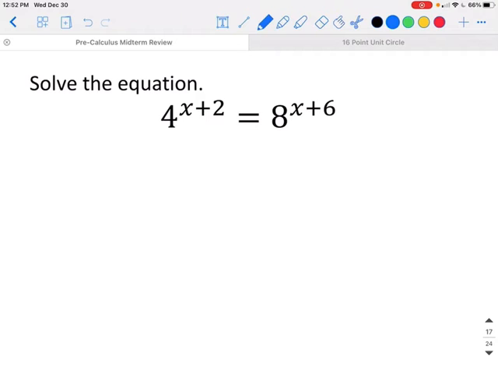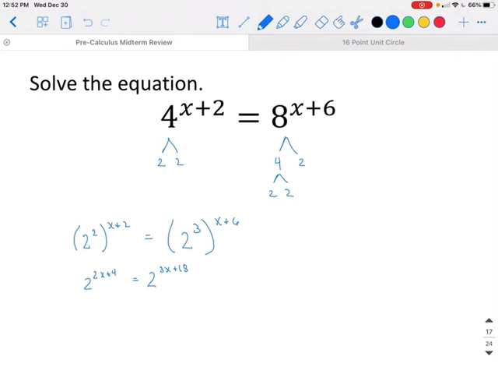We need to solve this equation. The fastest way to do these is to see if you can make the bases the same. Now 4 is 2 times 2, and 8 is 4 times 2, which 4 is 2 times 2. So we can write 4 as 2 squared raised to the x plus 2, and 8 is 2 to the third raised to the x plus 6. When you raise a power to a power, you multiply. So this is 2 raised to the 2x plus 4 is equal to 2 raised to the 3x plus 18.